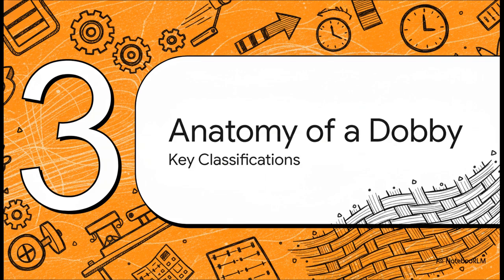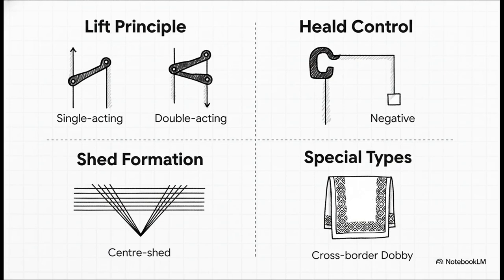Now you might be thinking, okay, a Dobby is a Dobby, right? Well, not exactly. Engineers came up with all sorts of different designs depending on what they needed the loom to do. And looking at how they're classified really shows you how they tweaked and perfected the technology for more speed, better efficiency, and just finer control over the fabric. They're mostly broken down by how they lift the threads, how they control the movement of those threads, and the type of opening or shed that they make for the shuttle to fly through. And yeah, there are even super specialized versions for very specific jobs.